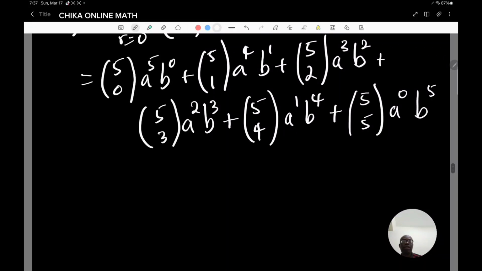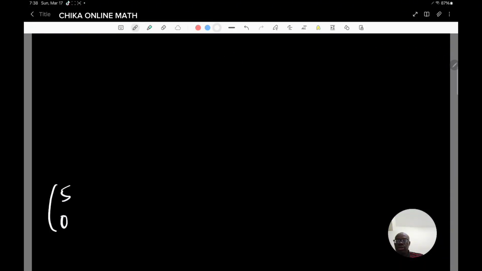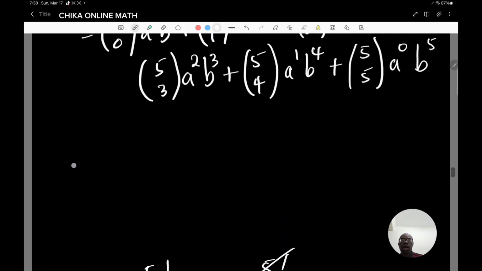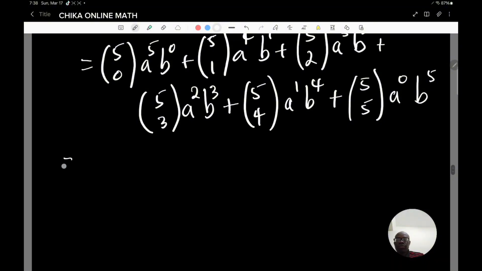So let's simplify this. 5 combination 0 is 5 factorial all over 0 factorial times 5 minus 0 factorial. 0 factorial is 1, and 5 minus 0 factorial is 5 factorial, so 5 factorial will cancel 5 factorial. So this is 1. So we have 5 combination 0, which is 1, then a raised to power 5, b raised to power 0, which is 1, so we can omit it.